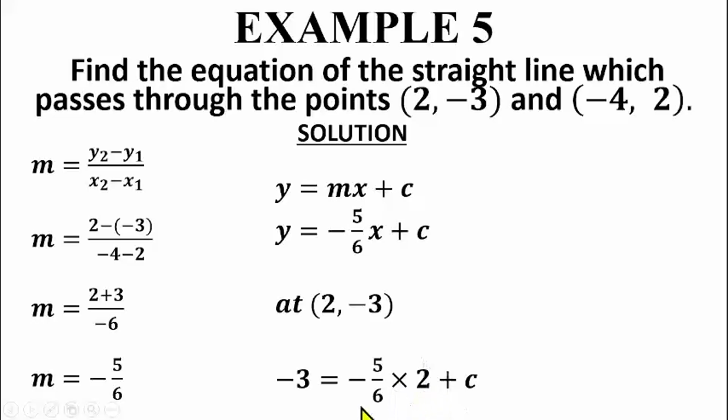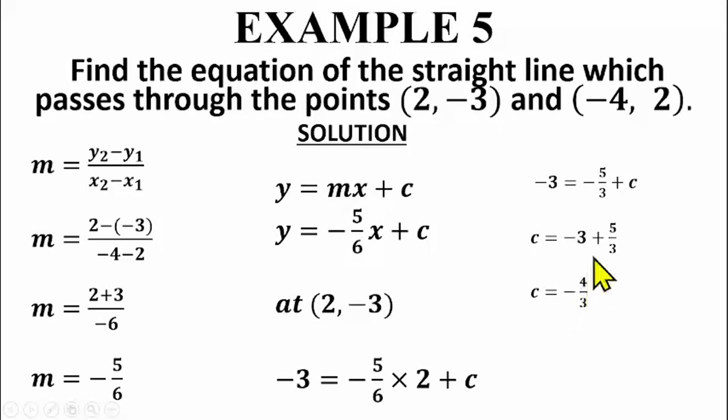2 into 6 is 3. We'll be having minus 5 over 3 here. So we're having minus 3 equals minus 5 over 3 plus c. Collect like terms here by taking this to this side. You have c equals minus 3 plus 5 over 3. Then you can now find the LCM here to bring this together.